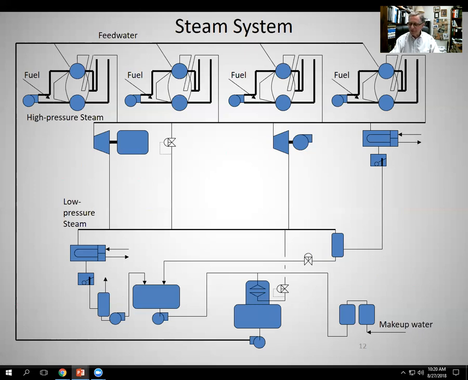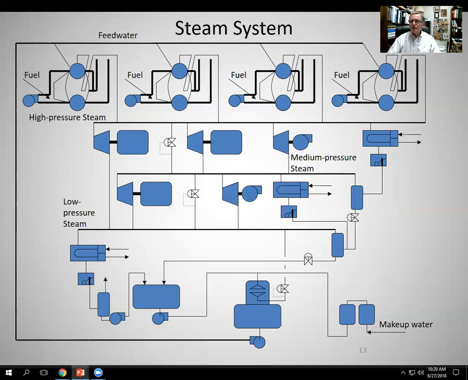I apologize. Okay, and so now we're going to go to an even more complex system. Now we're going to have three headers. So we have a high pressure header, high pressure steam, medium pressure header, lower pressure, and then our lowest pressure in the system, the low pressure steam.